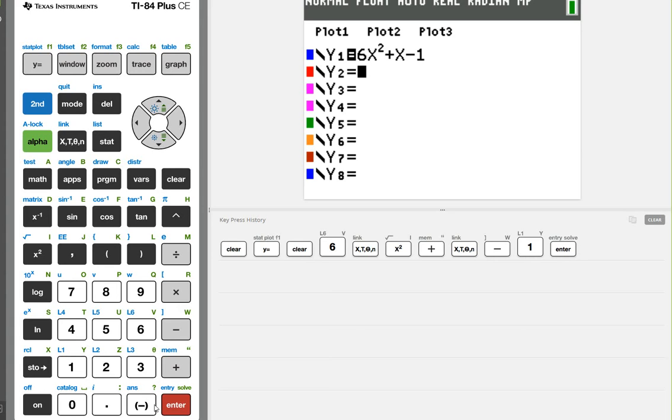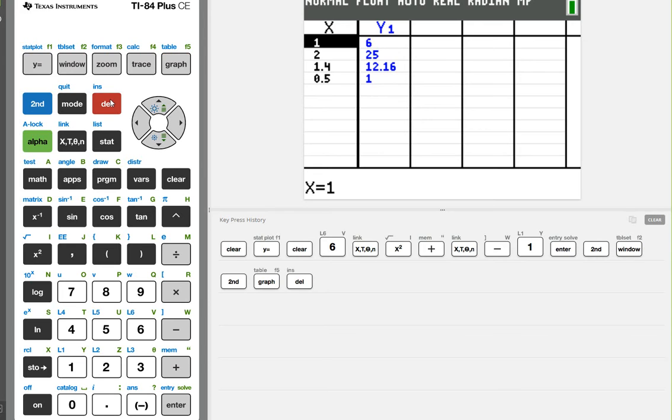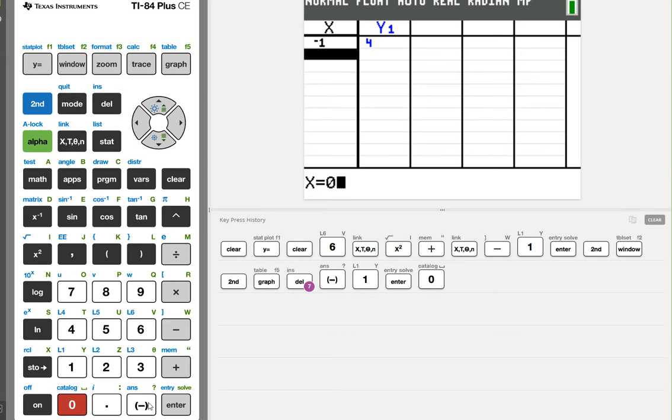Nice. Now I want to put my test points into this to see where the function's positive and where it's negative. The first thing you might want to double check is that you've got the right table set up. So you hit the second key, then the window key, and make sure that independent is set to ask and dependent is set to auto. Those settings should be all there for you. If they are, great. If not, then fix them. I'll hit the second key, then the graph key. That brings me to the table function. I'll delete all that stuff there, and let's just type in the points that you suggested: -1, 0, and 1.